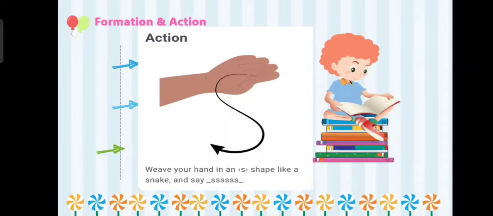Wave your hand in a shape like a snake and say S. Now we will learn how to write the sound. It's so easy. Put your finger up and move your finger round and back round.